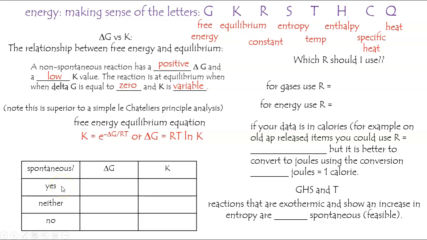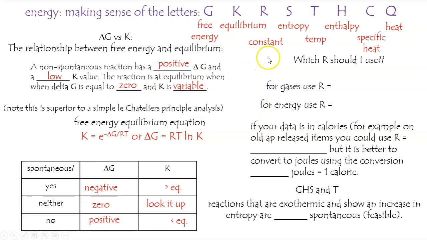Okay, let's fill in this table. It's a spontaneous reaction. Tell me about delta G. Ooh, it's negative. Tell me about K. Well, it's doing better than its equilibrium value. If you're neither, I guess you're at equilibrium. Delta G is zero and K is available. Look it up. It's non-spontaneous. Not good. It's not occurring. What's delta G? Positive number. What's K? It's lousier than its equilibrium value.